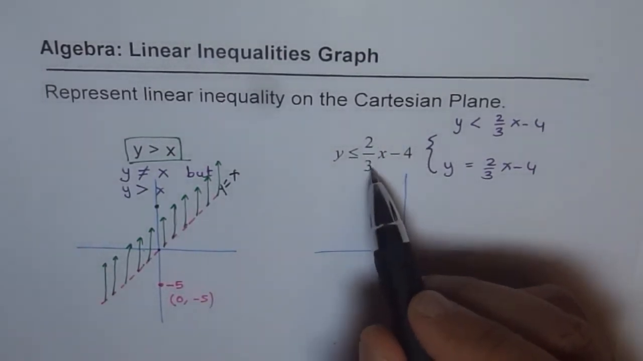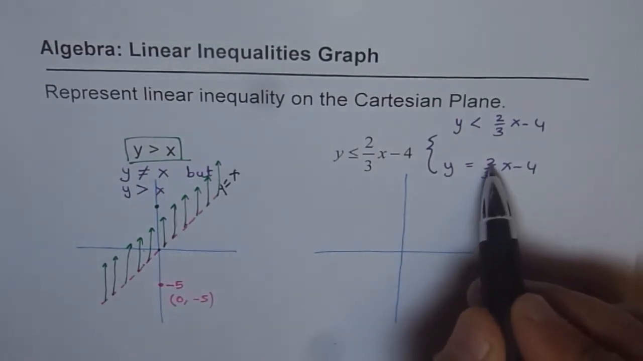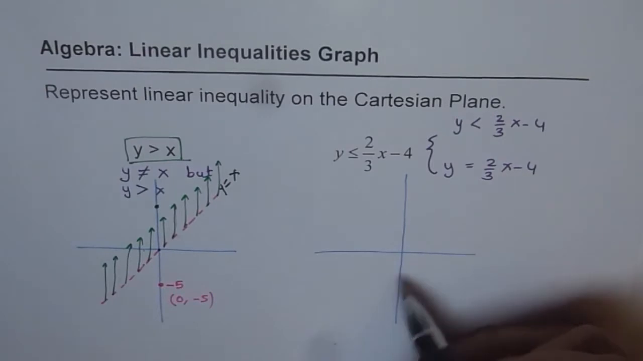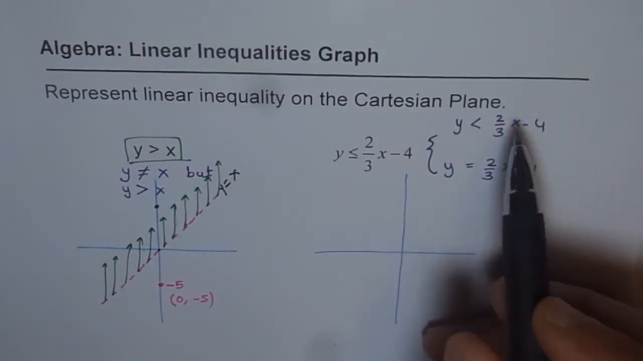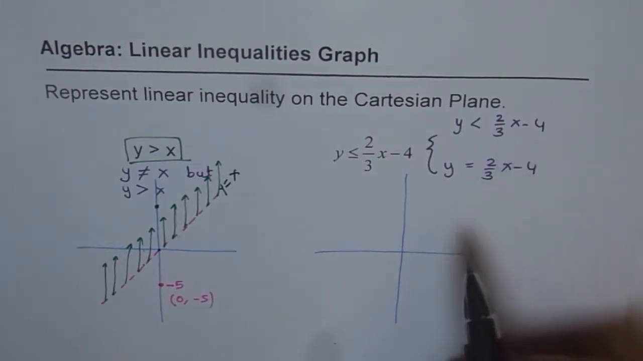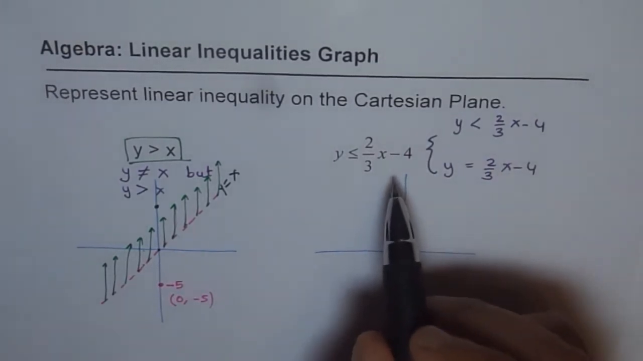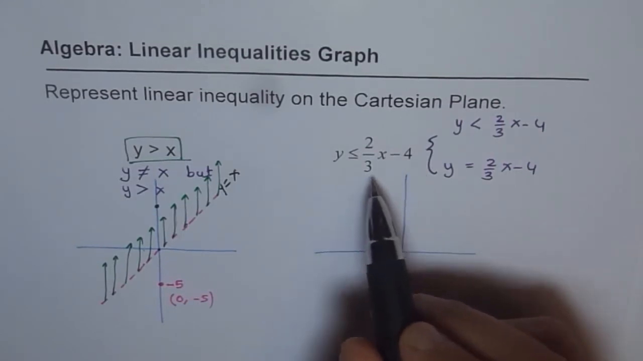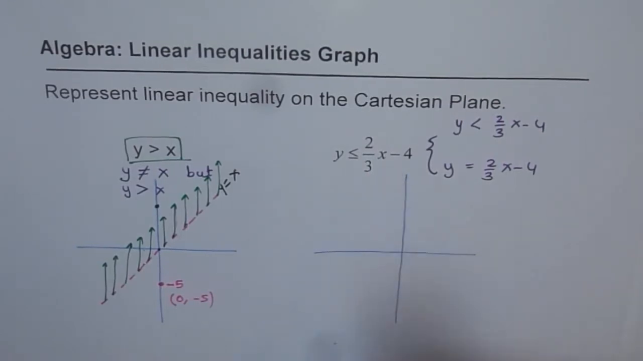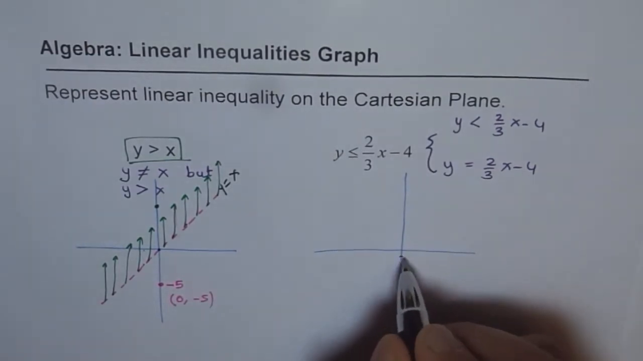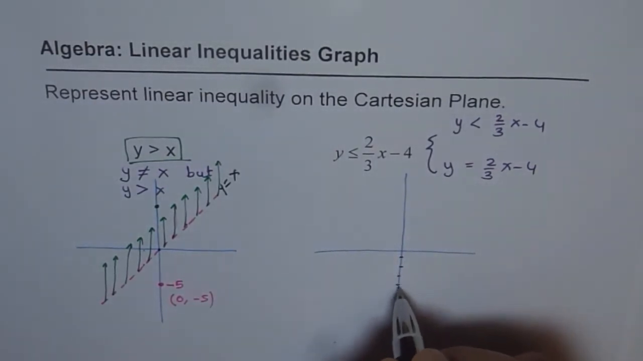So we should have a solid line to represent y equals 2 over 3x minus 4, and arrows should point downwards from that solid line to show y is less than 2 over 3x minus 4. I hope you get the point, right? So let's sketch this line. By now you are an expert at sketching lines given in slope-intercept form. Here the y-intercept is minus 4. So let's say 1, 2, 3, 4. So that is my y-intercept, minus 4.